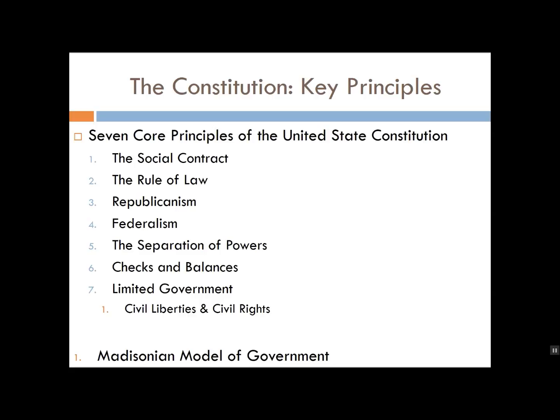The next 2 points on this list of 7 principles both have to do with the division and organization of government power. Federalism is a principle that power should be shared and divided across multiple different levels of government. The separation of powers is the idea that power should be divided across multiple different branches of government. But a level of government is not the same thing as a branch of government.